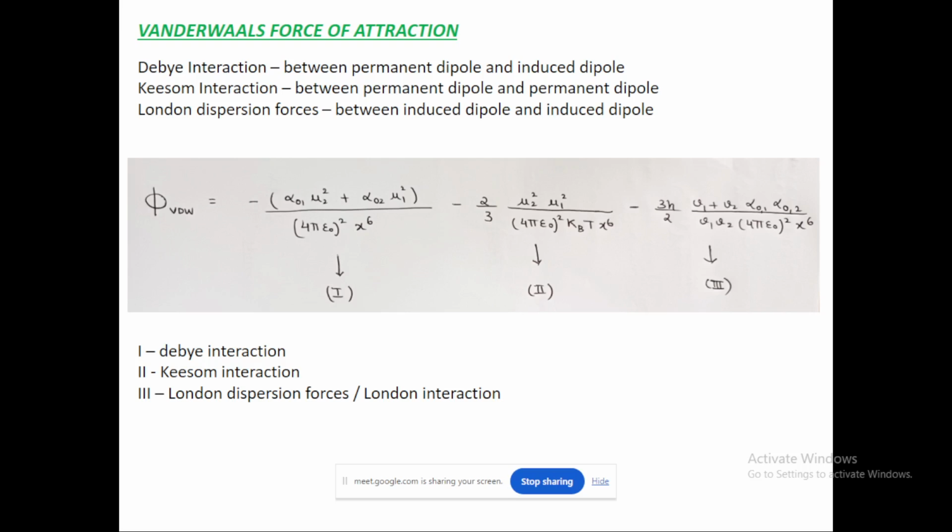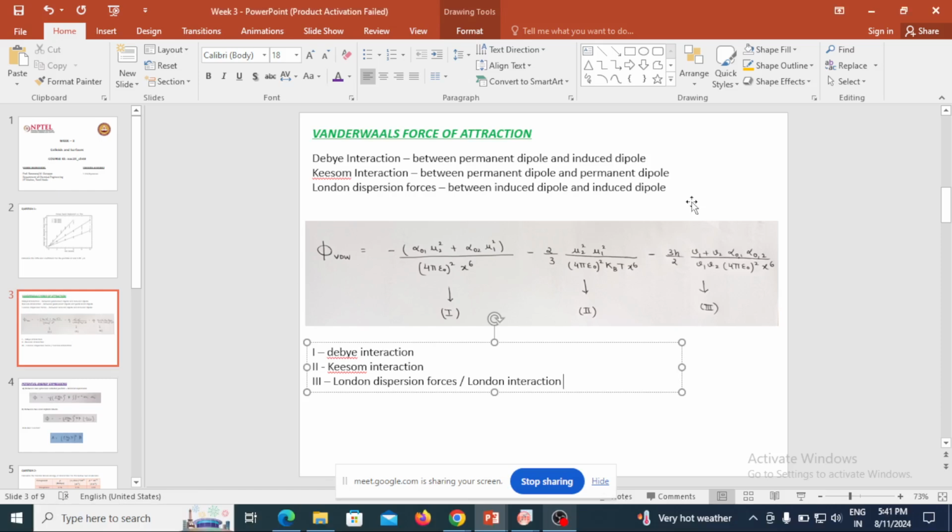So yes, that's it about this equation. Let's concentrate on the parameters that are there. We have alpha, mu, epsilon, nu, and h. Let's write down what each of these variables represents.